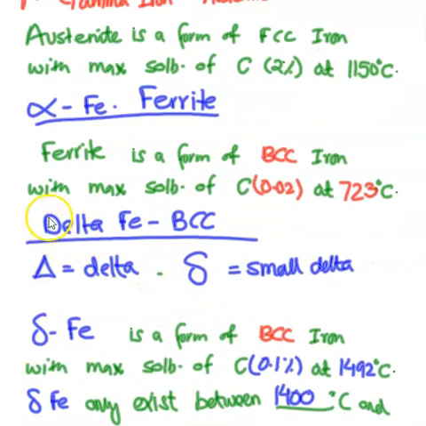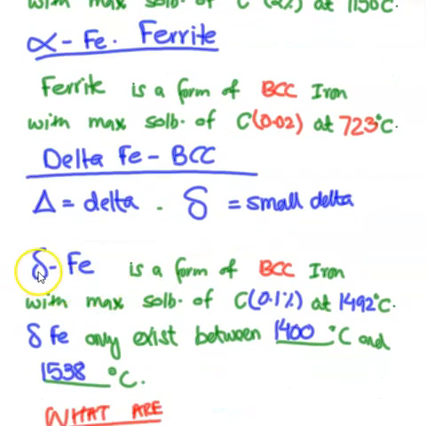Then we got a thing known as delta iron. This is the symbol delta. Sometimes this is known as small delta. Why is it called small delta? Because it exists for a very short period of time. Delta iron is a form of BCC, body centered cubic iron, with a maximum solubility of 0.1% at 1492 degrees centigrade. It exists between 1400 degrees centigrade and 1538 degrees centigrade. On an iron carbon diagram, it's actually a very tiny region.